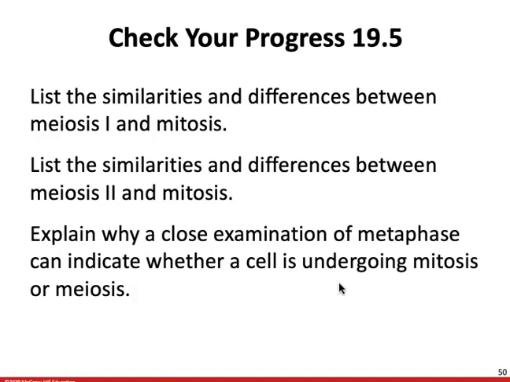You really should be able to tell, especially if you know the diploid and haploid number of a cell, you should be able to identify the stage of either mitosis or meiosis at any phase. I should be able to give you a picture of anaphase 2, and you should be able to tell me right away that it's anaphase 2 of meiosis. So you should be able to identify all of the different stages based on what's going on in the cell, what's happening at that point in time.